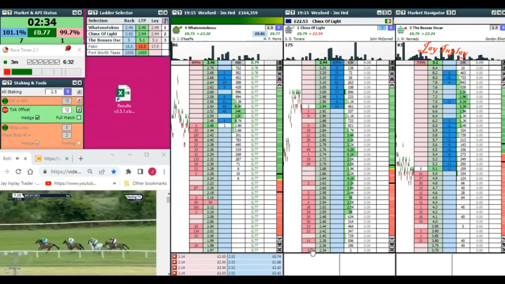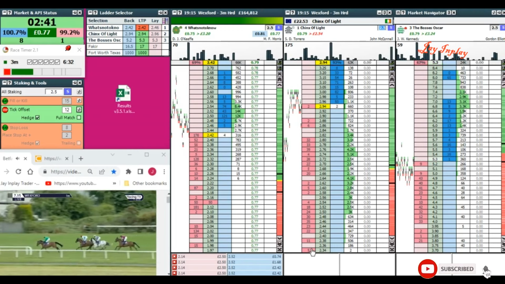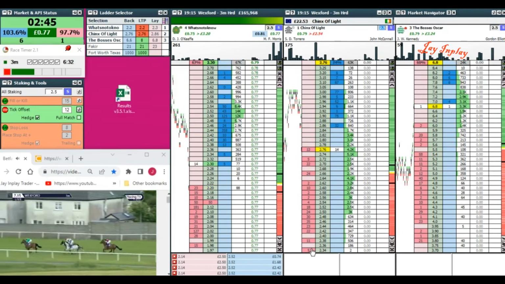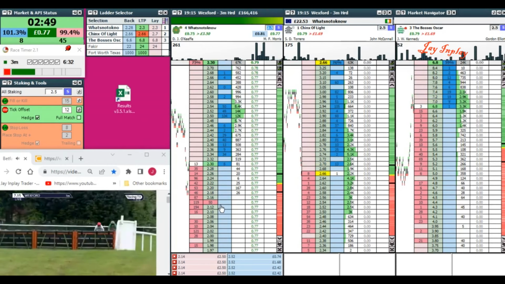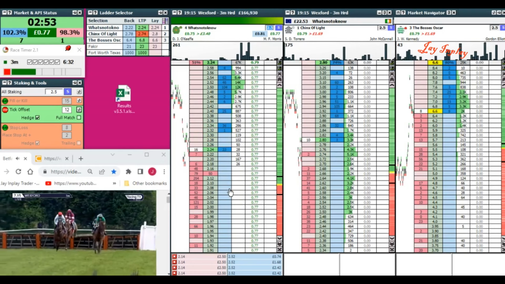Who's been contesting some graded handicaps in his last 3 runs, drops down in grade this evening and has the advantage over the Boss's Oscar, who finished second in last year's Pertemps final. Chinks of Light in the 3rd position allows him to close on the Boss's Oscar as they head on their way towards flight number 8. They're through the halfway point in the race.